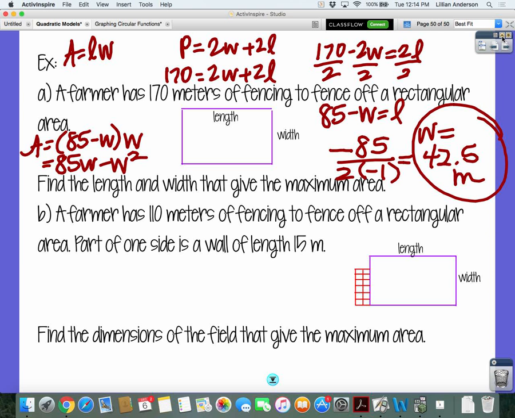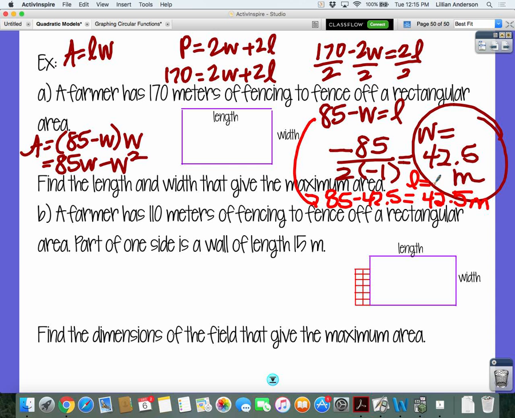Plug it in where? So this one right here. So 85 minus 42.5 equals 42.5. If you did not know, yes, your maximum area of any rectangle is always going to be a square. Every time.